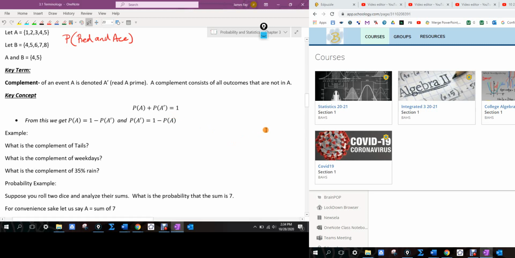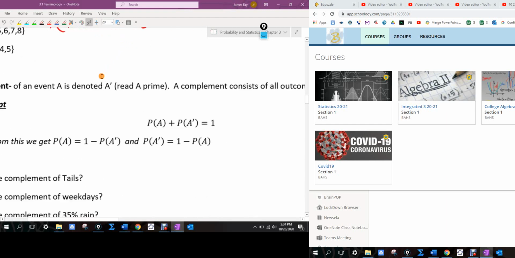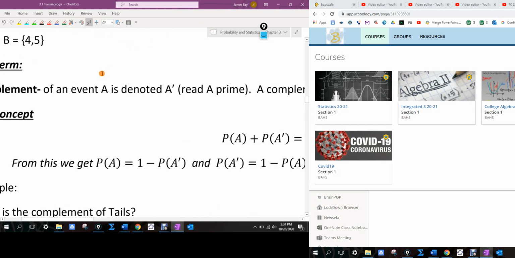The notation that this textbook uses for a complement: if A is the event, usually I'd ask, what is the probability of event A? Then the complement would be the probability of A with an apostrophe up there, and we call that A prime.